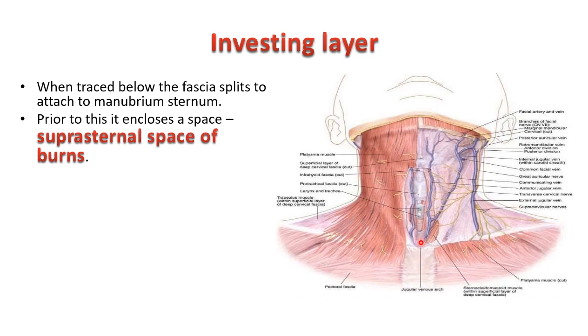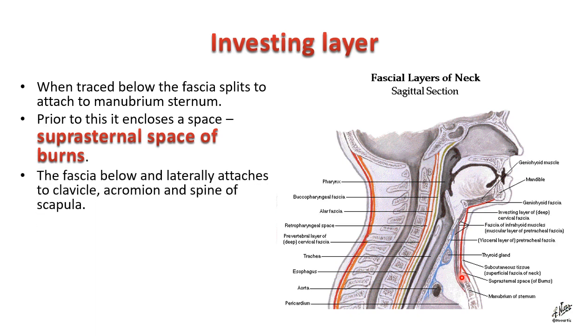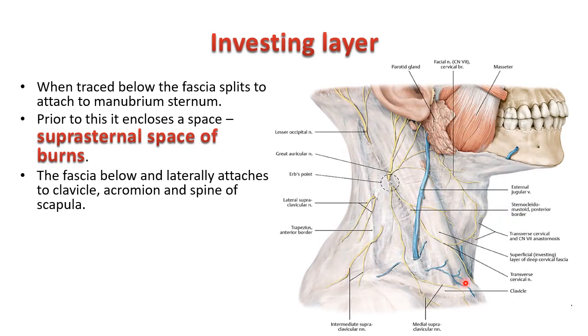Now I told you that prior to its attachment to the manubrium sterni, the fascia splits to enclose a space which is called the suprasternal space of Burns. So this is the suprasternal space of Burns. In the midline you are able to see the investing layer just splits to enclose the space, and the content of the space, which I already told you, consists of the jugular venous arch. Laterally, as I told you, it splits to attach to the clavicle and then the spine and the acromion process of the scapula.